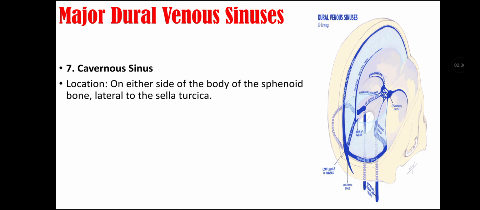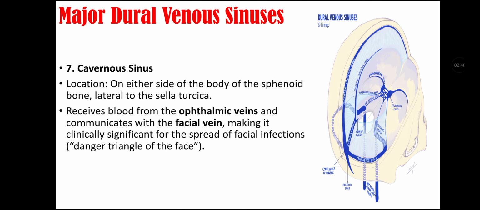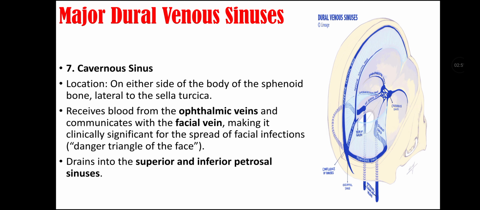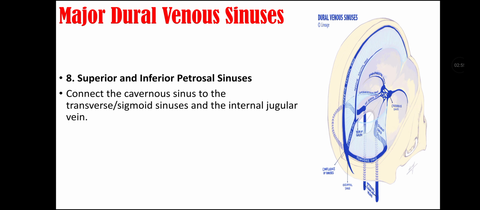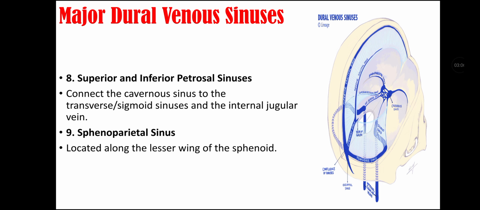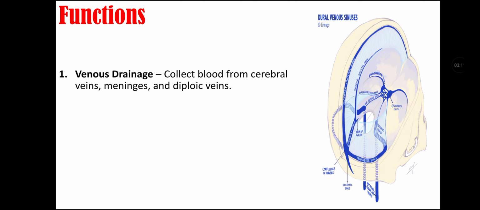Seventh sinus is cavernous sinus. It is located on either side of body of sphenoid bone, lateral to sella turcica. It receives blood from ophthalmic vein and communicates with facial vein, making it clinically significant for the spread of facial infection, and drains into superior and inferior petrosal sinus. Then there are superior and inferior petrosal sinuses that connect the cavernous sinus to transverse or sigmoid sinus and internal jugular vein respectively. Then there's sphenoparietal sinus that is located along the lesser wing of sphenoid bone. It drains into cavernous sinus.